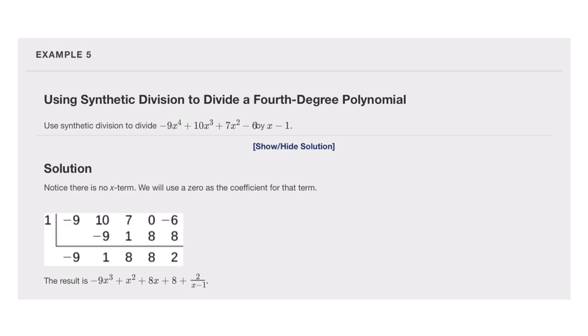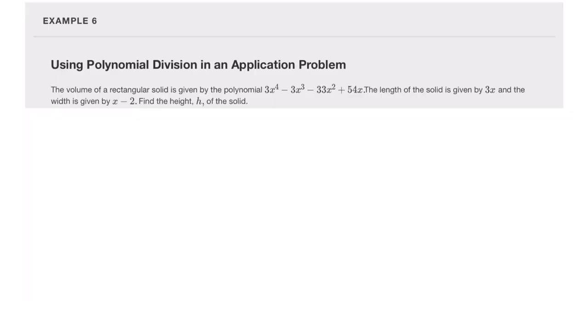Looks like this section is short and sweet. We're just about done. We might have one more. The volume of a rectangular solid is given by this polynomial. The length of the solid is given by this, and the width is given by this. So find the height. Okay, rectangular solid.